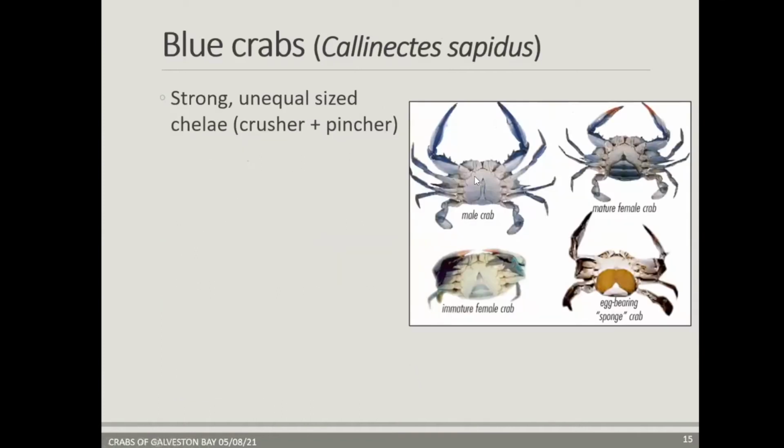So again, they're considered to be symmetrical, but they have unequally sized chela. And like many crabs, one of these is modified into a crushing claw, and the other one is a pinching claw. They can grab their prey with the pinching claw and then crush it with the stronger claw. We see this dimorphism of their claws even stronger in the stone crabs, which we'll see a little bit later.